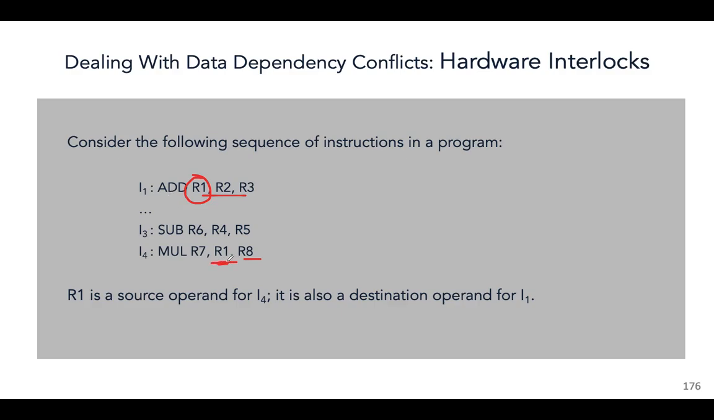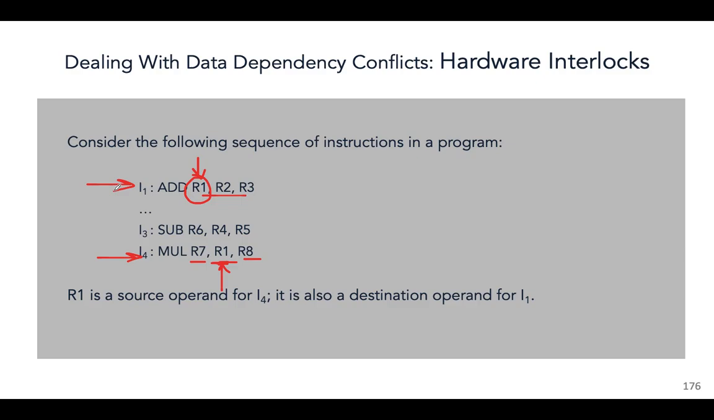So this R1 is going to be used. The contents will be multiplied with R8 and the result will be stored in R7, right? In this case, R1 is a source operand for I4, which is also the destination operand for I1. So there could be a possible conflict depending on whether I4 will start before I1 finishes.